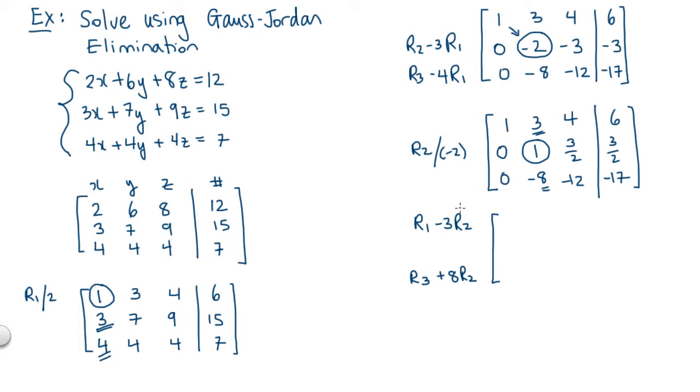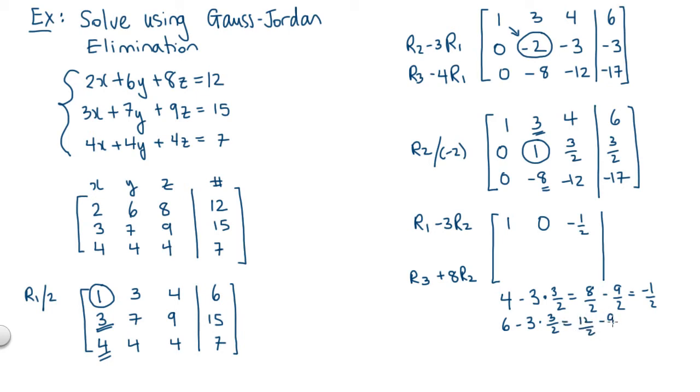All right, so starting with the first row, if we do row 1 minus 3 times row 2, we're going to get 1, 0, and then we'll have to do 4 minus 3 times 3/2. So if we just do our calculation underneath the matrix, this is going to be 8/2 minus 9/2. So minus 1/2 there. Okay, we'll also have to do 6 minus 3 times 3/2. So that's going to give us 12/2 minus 9/2, or in other words, 3/2.